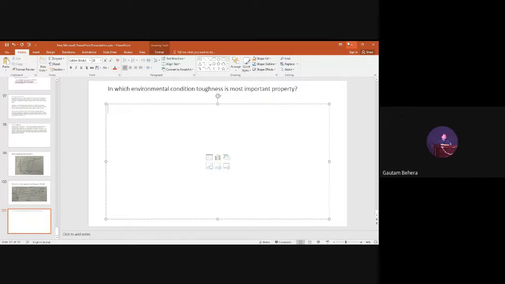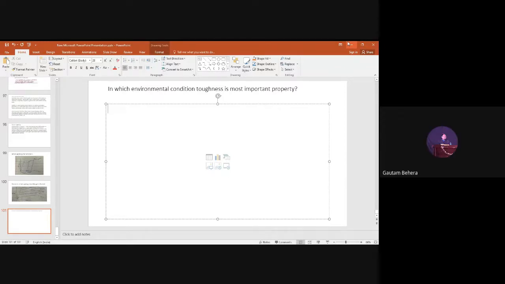Why will it decrease? Because of low temperature. Hello, Tapas, you are audible, you can speak. Due to low temperature, ductility decreases. Yes, very good. Due to low temperature, ductility decreases. What is that phenomenon called?